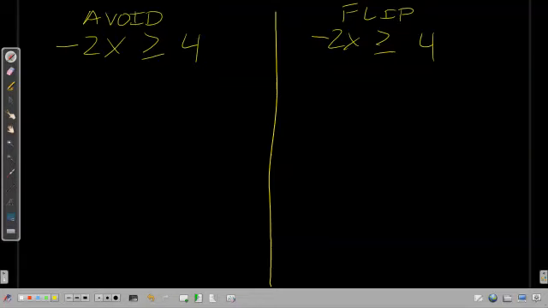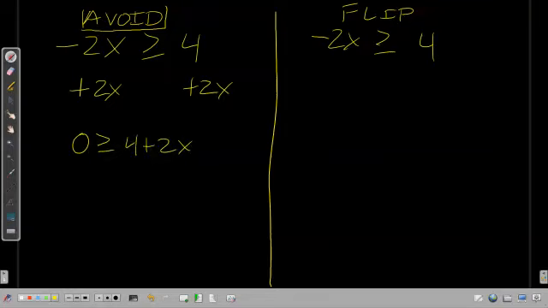So on the one on the left, where I'm going to avoid having to multiply or divide by a negative, well, it's got a negative here. So let me just add 2x to both sides, and it'll make that term with the x into a positive. So it would say that 0 is bigger than or equal to 4 plus 2x.